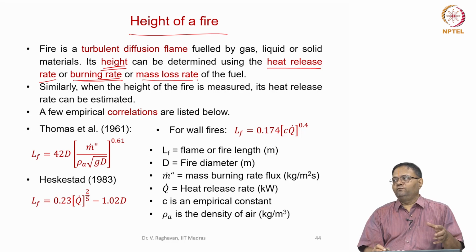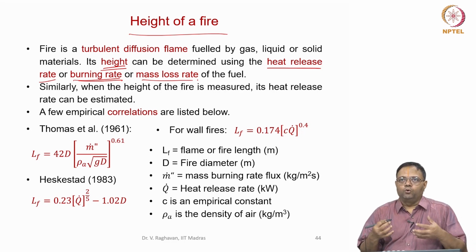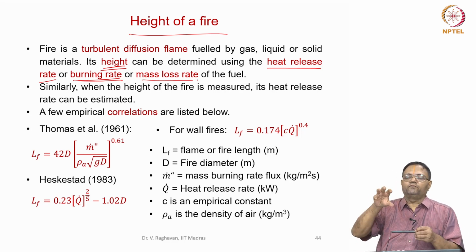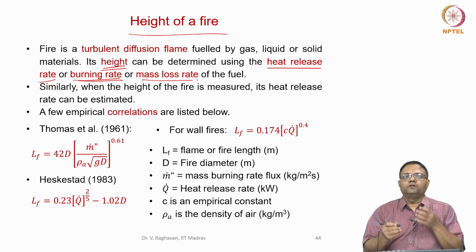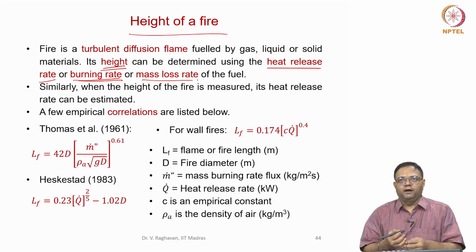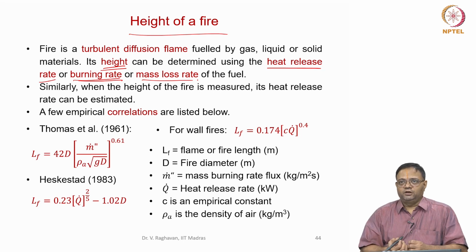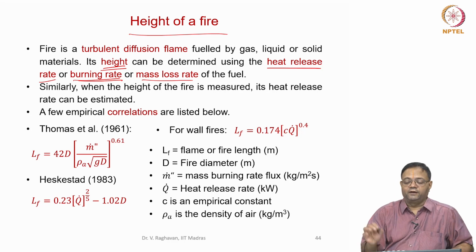In the condensed fuel, there is no flow rate. So, given the initial mass of the condensed fuel, how the mass is lost as the fuel burns will give you the mass loss rate or the burning rate. Multiply that with the heat of combustion or the calorific value of the fuel, and you will get the heat release rate. So there are several correlations available in this.